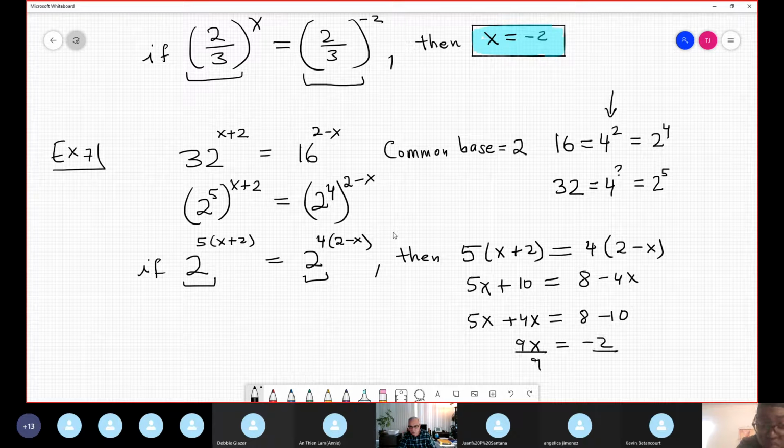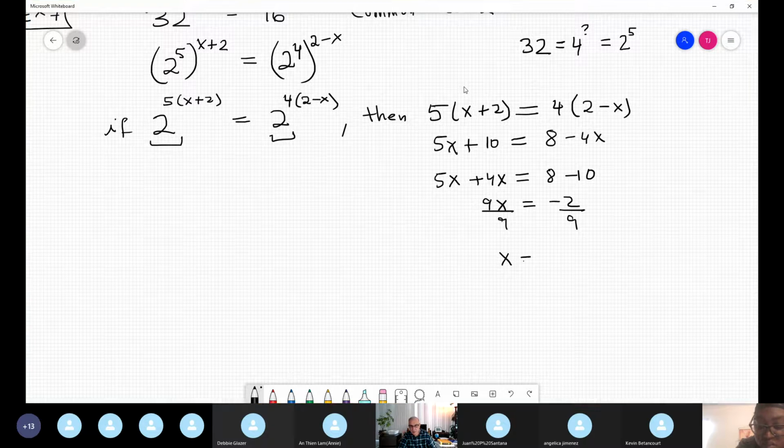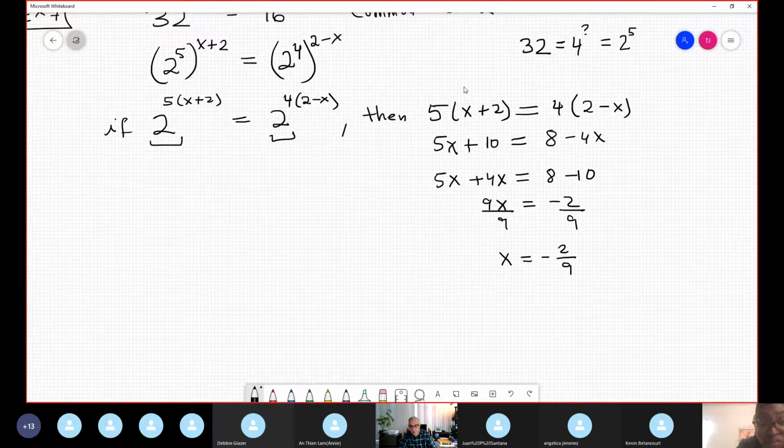Divide by 9 both sides. x is equal to negative 2 over 9. Let me check in my paper. Excellent. This is the answer.